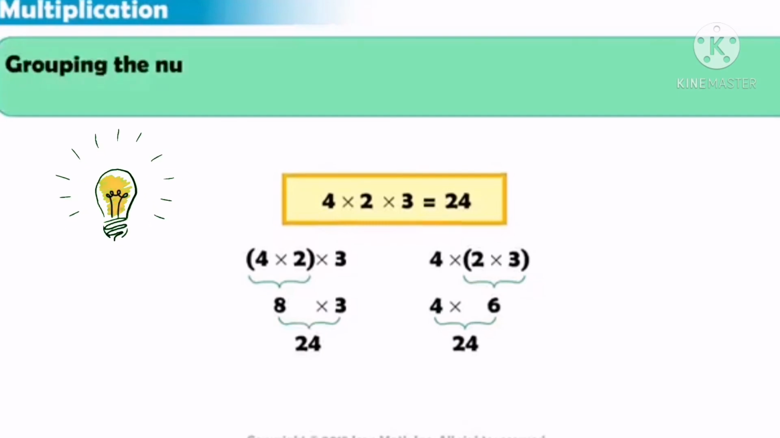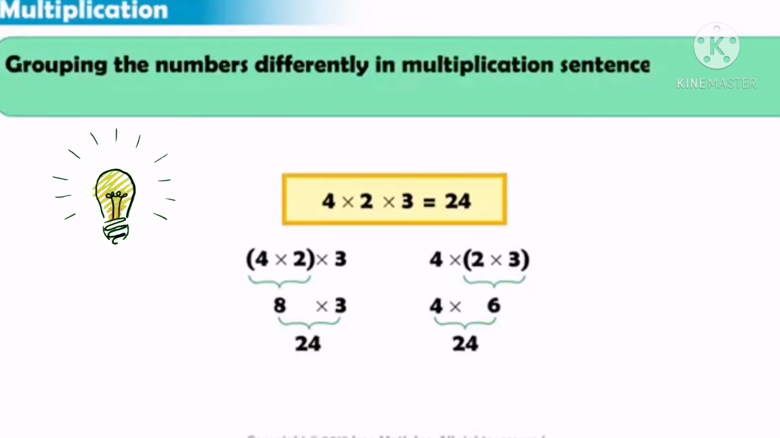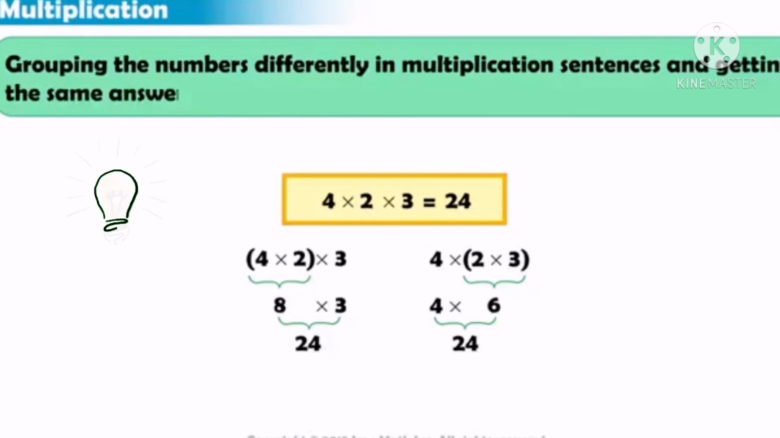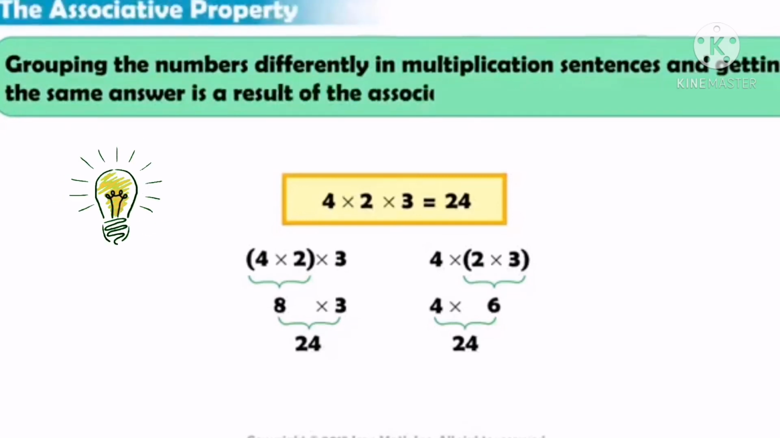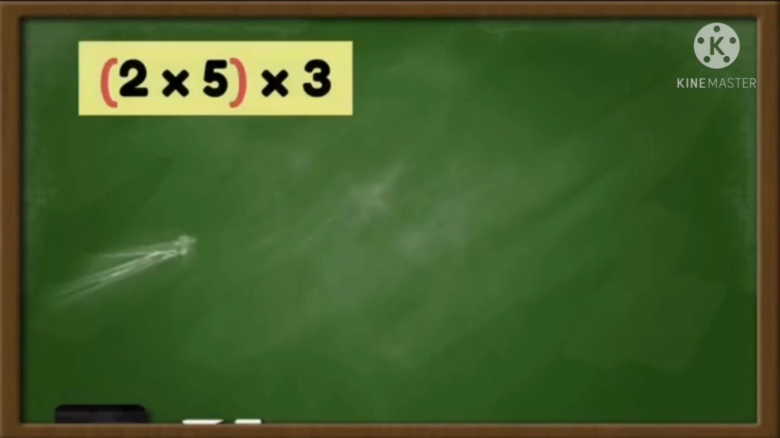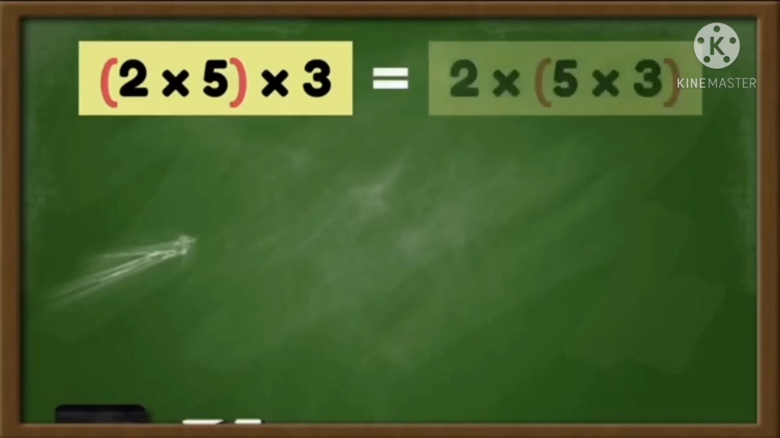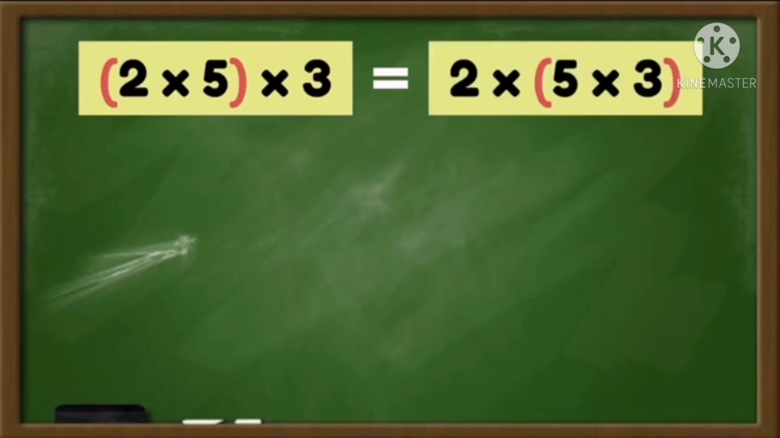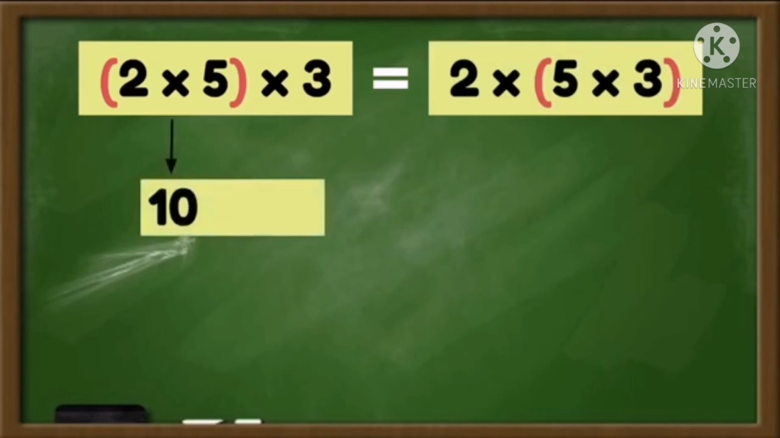Remember, grouping the numbers differently in multiplication sentences and getting the same answer is a result of the associative property of multiplication. Now let's have an example. We have (2 times 5) times 3 is the same as 2 times (5 times 3). So let's check. Let's solve first the numbers inside the parentheses. So we have 2 times 5 is equal to 10. On the other side, we have 5 times 3 is equal to 15.